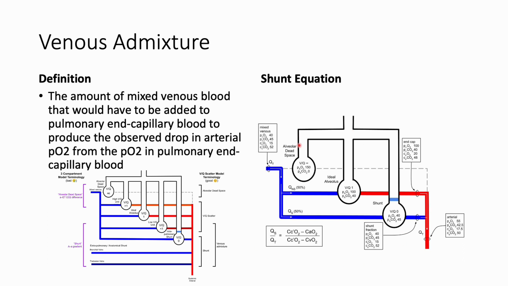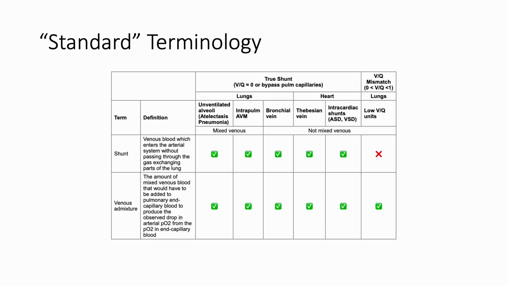The other thing that's very important to understand is because we're using the VQ scatter model, when we use the shunt equation, it's not actually calculating shunt, it's calculating venous admixture. Unfortunately, having a shunt equation that doesn't actually calculate shunt is only the start of our terminology woes.